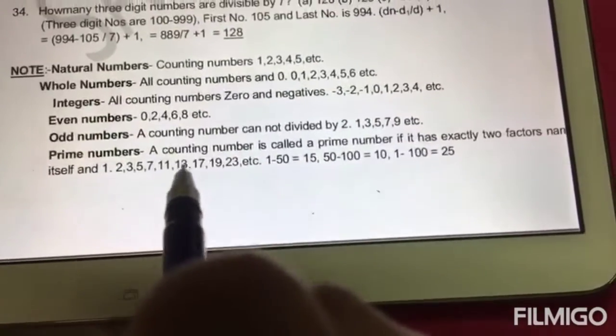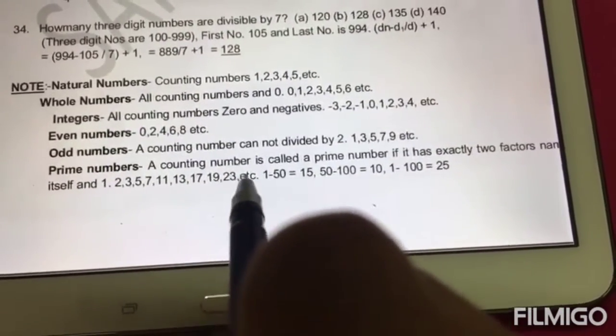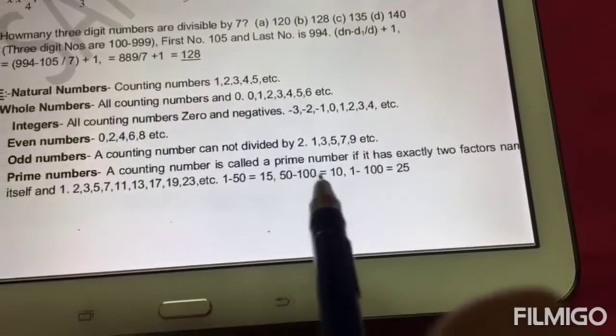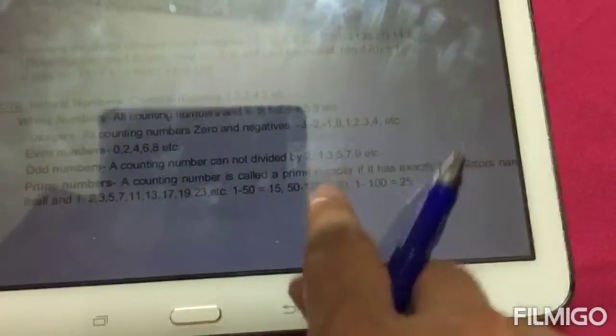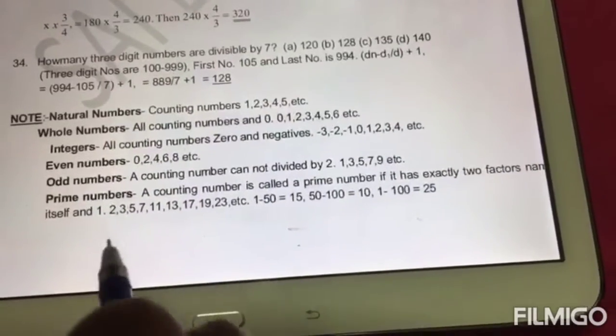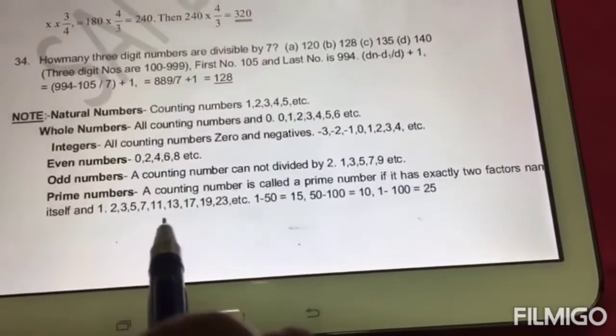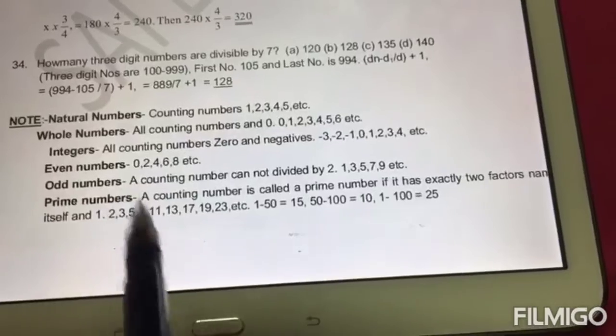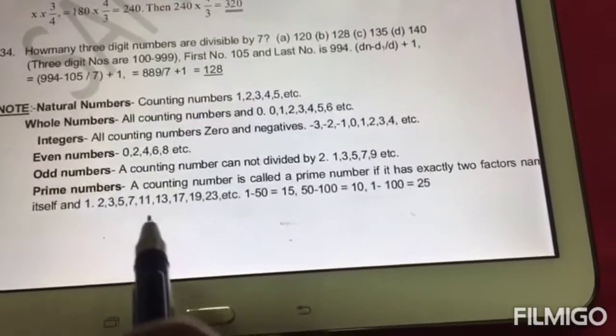Prime numbers. A counting number, that is a natural number, is a prime number if it exactly has 2 factors, namely itself and 1. That is, they are not divisible by any other number except 1 and that number itself. For example, 11.